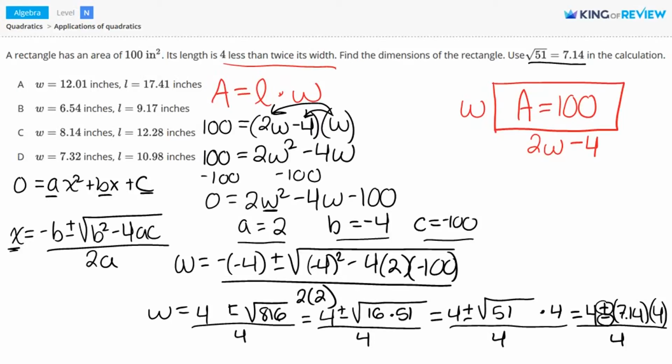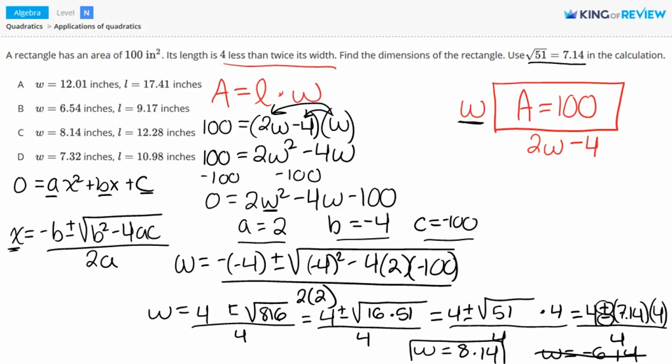We get w equals 8.14, and w equals negative 6.14. So let's think about this situation. W represents the width of our rectangle. Can we have a negative width on a rectangle? No, we cannot. That does not make sense. So this answer is not correct. We're going to go with w equals 8.14.